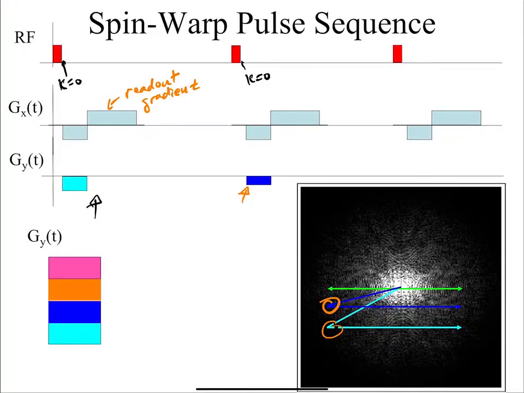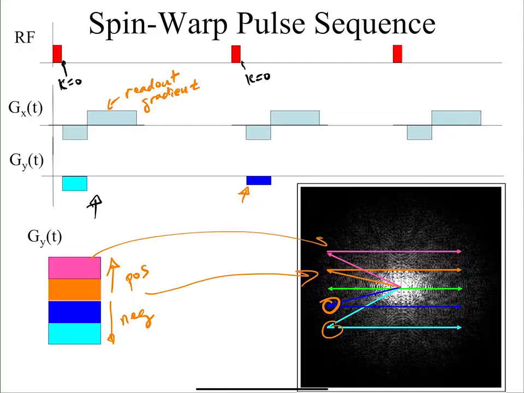In general, we're going to have gradients that are both negative and positive. So these would be negative gradients, these would be positive gradients. And so this one gives us this, and this one gives us that.